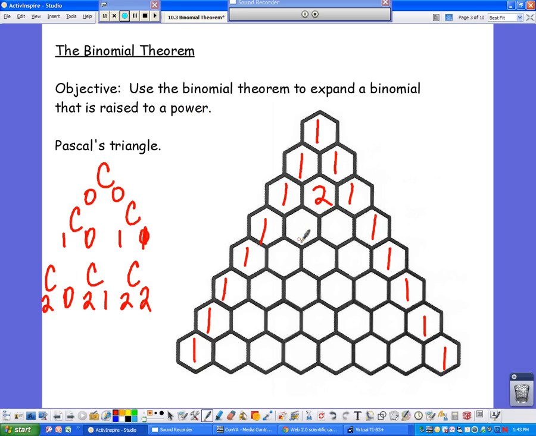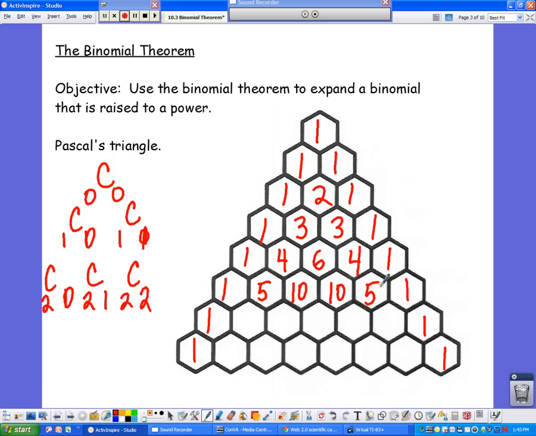To get this number, all you have to do is take the 1 plus the 2, gives you 3. 1 plus 2 gives you 3. Here, to get this number, we're going to take the 1 plus the 3, gives us 4. 3 plus 3 gives us 6. 3 plus 1 gives us 4. In the next row, 1 plus 4 gives us 5. 4 plus 6 gives us 10. 6 plus 4 gives us 10. 4 plus 1 gives us 5.